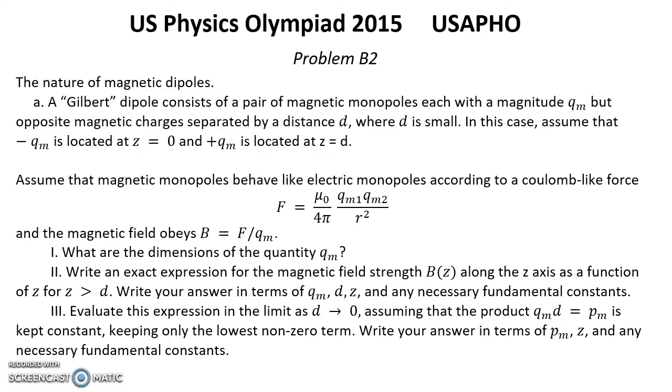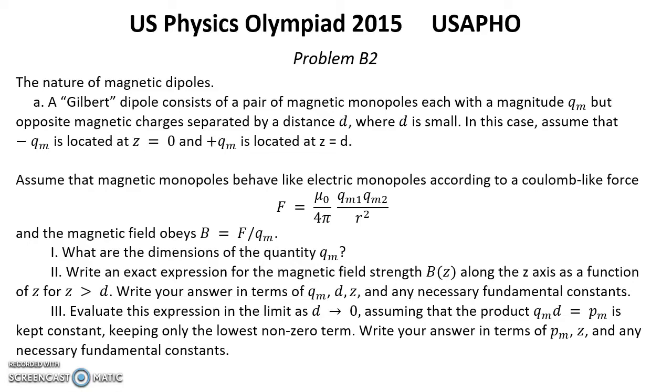Assume that magnetic monopoles behave like electric monopoles according to a Coulomb-like force F equal mu0 over 4 pi multiplied by Qm1 Qm2 over r squared, and the magnetic field obeys B equal F over Qm. First question. What are the dimensions of the quantity Qm?